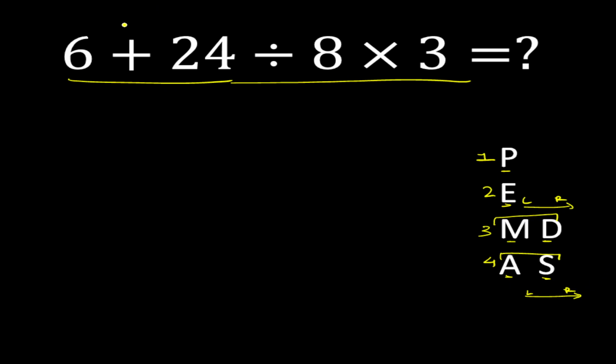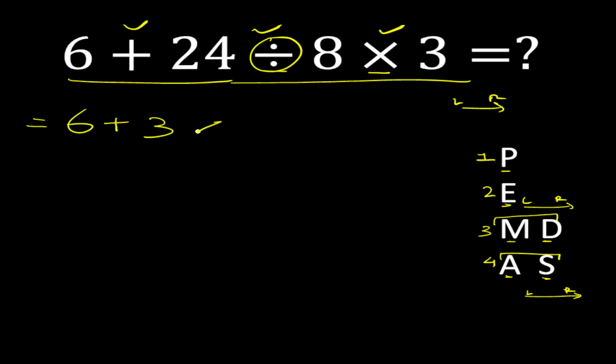So in this question, we have one addition, one division, and one multiplication. So first we have to solve multiplication and division. Both have equal priority, so we have to solve it from left to right. Okay. So it is equal to 6 plus, first we have to solve this division. 24 divided by 8 is equal to 3, multiply 3.